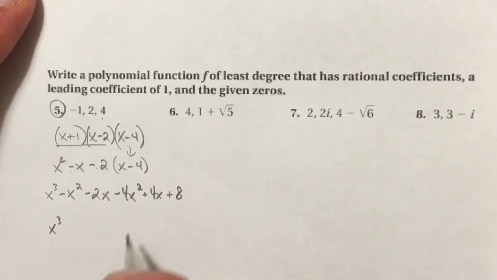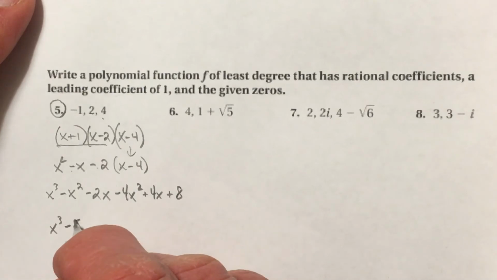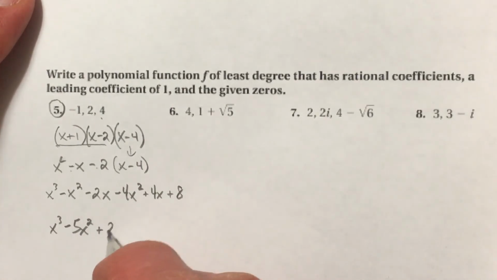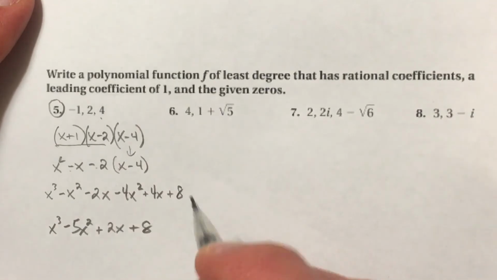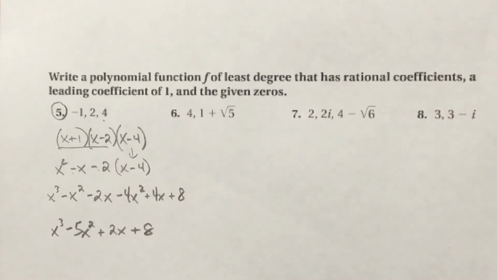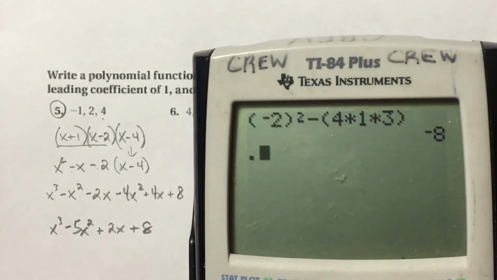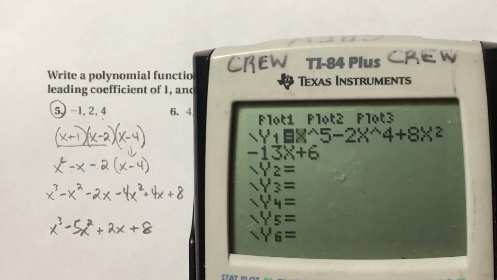X cubed minus 5x squared plus 2x plus 8. Now, before I go on to the next problem, you can always check your work. Pull out Frank here. Y equals, let's turn off last example. We have x cubed minus 5x squared plus 2x plus 8.